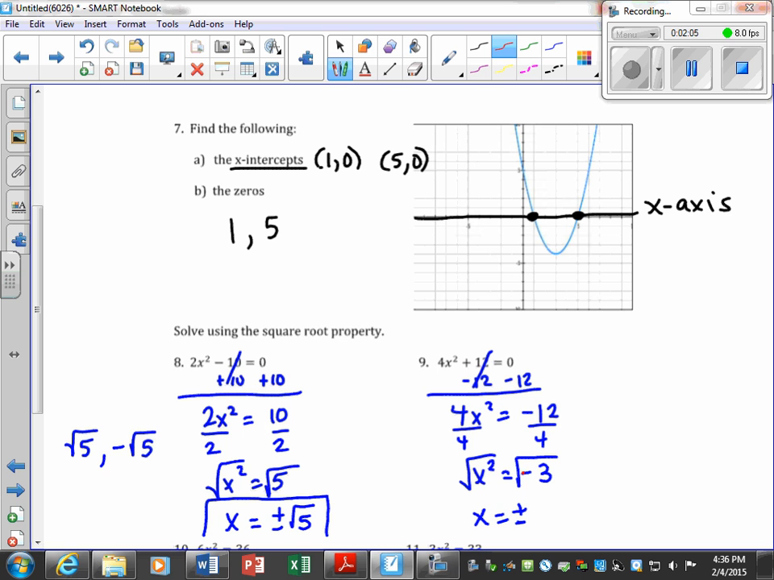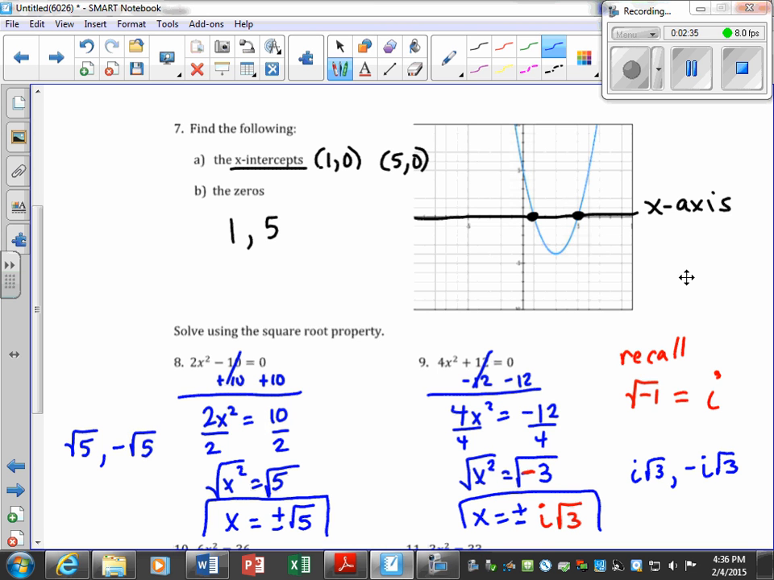Oh no, what happens when we have a negative sign when we have an even index? We're going to get an i. That's square root of negative 1. Recall, square root of negative 1 is equal to i. So this becomes i square root of 3. And this is our answer. In your homework, you may have to say i square root of 3, comma, negative i square root of 3.